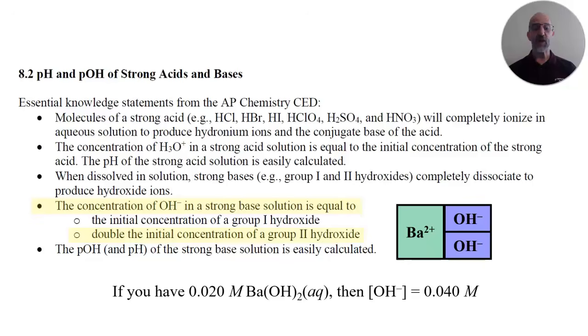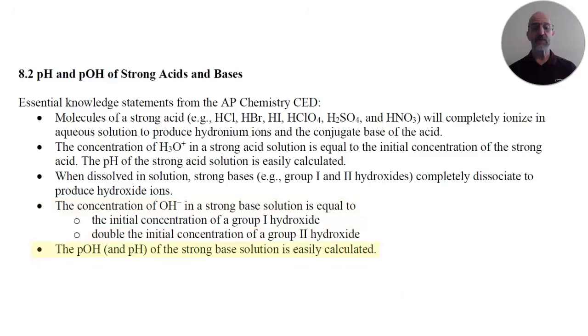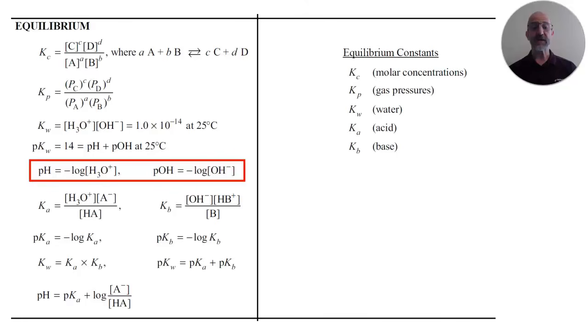So if I have a 0.020 molar solution of something such as barium hydroxide, which is a group 2 hydroxide, then the actual concentration of the hydroxide ion would be twice as much as that concentration. So 0.040 molar would be the concentration of the hydroxide ion in that solution. So again, now that we know that we have information about topic 8.2, and the last essential knowledge statement says that the pOH and the pH of the strong base solution is easily calculated. Again, these were the equations that I mentioned earlier in this lesson.